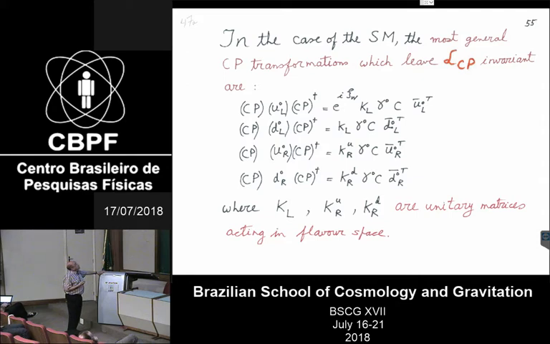But here, you have to have the same KL here and here, because charged currents oblige them to transform in the same way, since they are together in the charged currents. They can mix up, but this is a 3x3 unitary matrix. These ones can be different because there are no right-handed charged currents. So KL, KU, and KD are unitary matrices acting in flavor space.